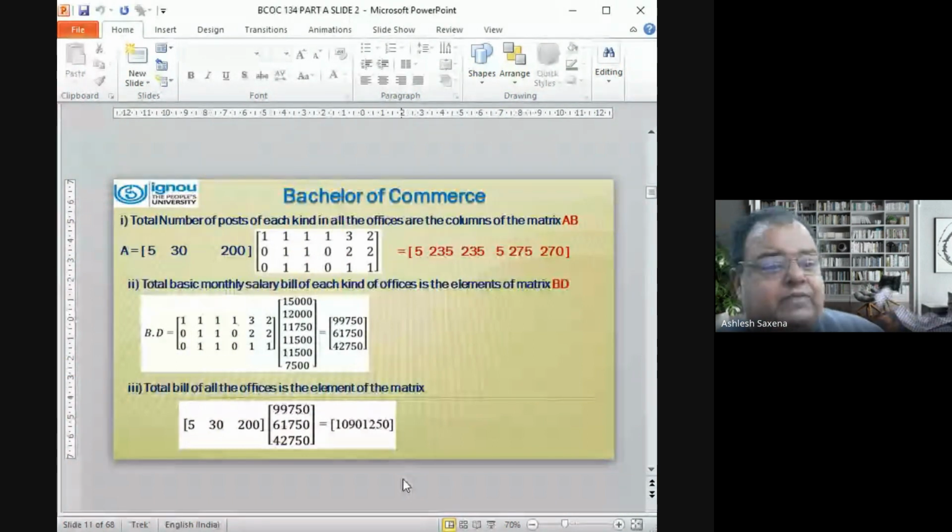And for multiplication, keep that thing in mind. Two matrices will only be multiplied when the number of columns is equal to the number of rows of the second matrix. Six columns. Here there are six rows.